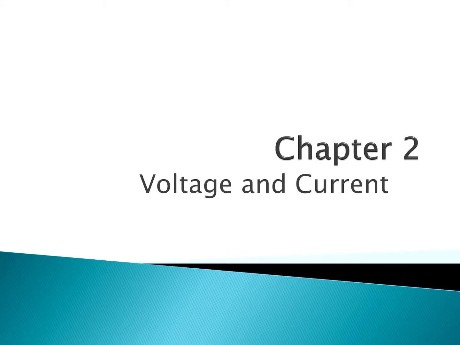Okay, so here's where we're covering chapter 2 on voltage and current. This is chapter 2 in your Robbins and Miller book. It's chapter 2 in your Boylestad book as well. You'll see it carries the same title for both books.